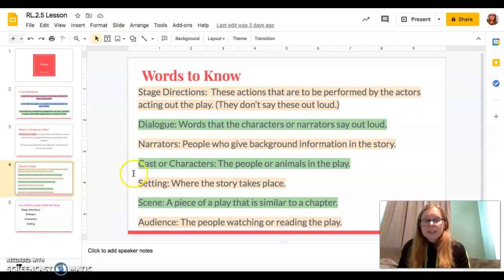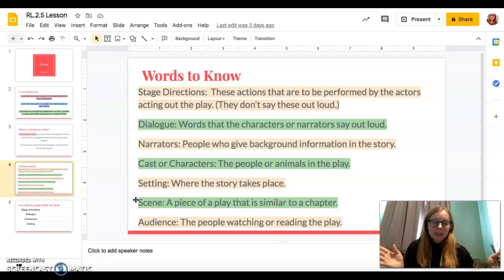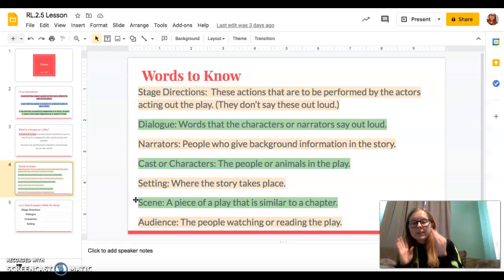We also need to look at the setting, where the story takes place, and a scene is a piece of a play that is similar to a chapter. So sometimes plays are broken up into scenes. And it's kind of like a chapter in a book, like chapter 1, chapter 2, chapter 3. A play will have scene 1, scene 2, and scene 3. And it's usually because of things that are happening, or maybe they changed the setting and they need to switch things. So that is why they would break a play up into scenes. And then the audience are the people who are watching or reading the play.